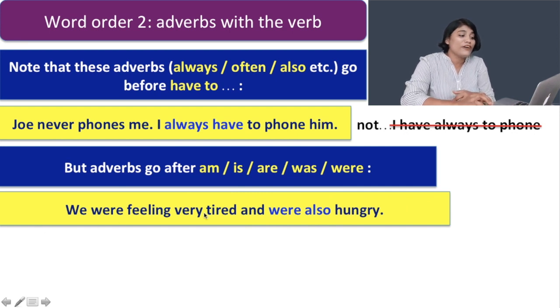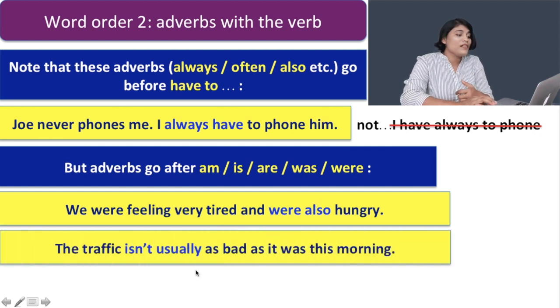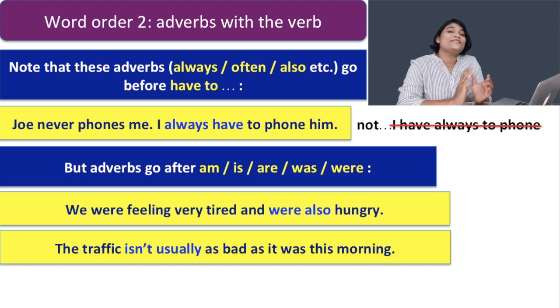We were feeling very tired and were also hungry. So this is the point. If the verb is the be verb, that is were, you have to put the adverb after the be verb. Next example, the traffic isn't usually as bad as it was this morning. Here isn't is the be verb is not. So when you find am, is, are, was, were, you have to put the adverb just after the be verb. This is another serious and important rule.